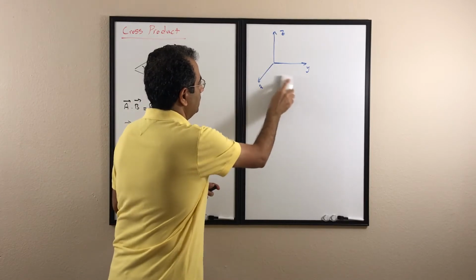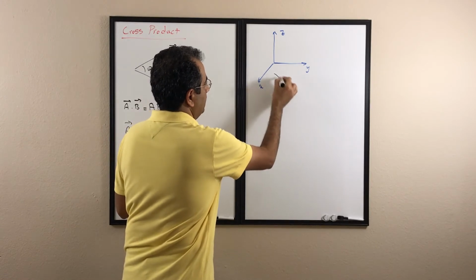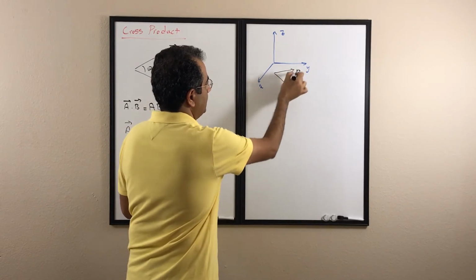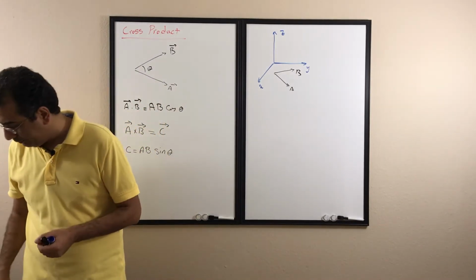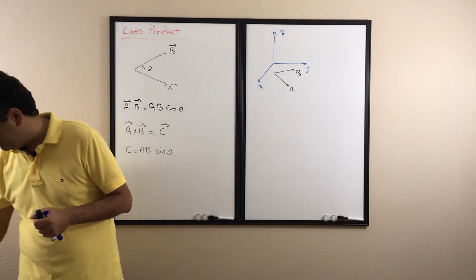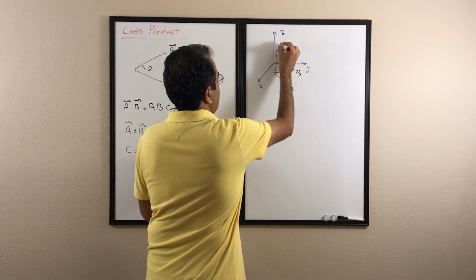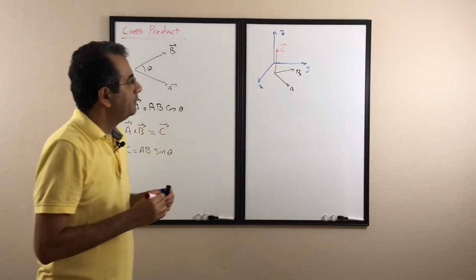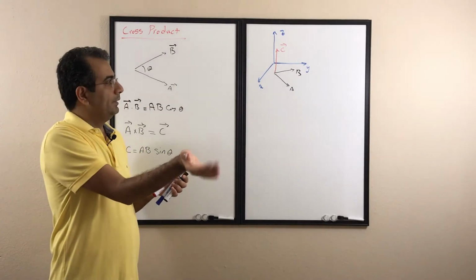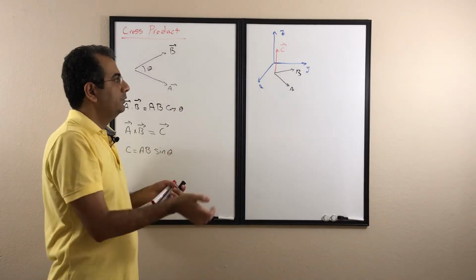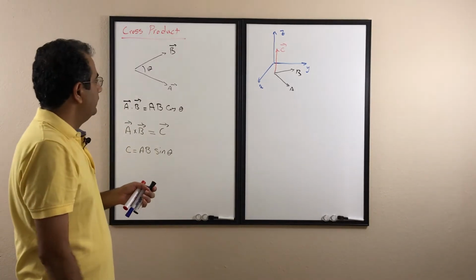Let me draw them a little differently. Assume I have A and B, both sitting in the X and Y plane. The C is going to be perpendicular to both of them, and it goes like that. So this is the C. C is going to be perpendicular to A and B. So put your forefinger on the first vector, curl it toward the second vector, and your thumb is going to tell you which direction C is.